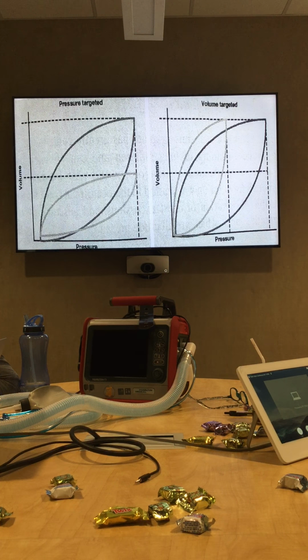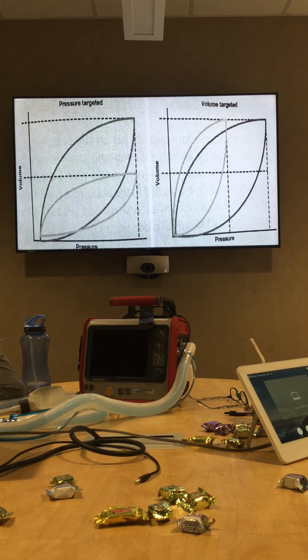A lot of times ventilators use basically volume targeted or pressure targeted ventilation. So tell me what pressure targeted ventilation would be. Targeting certain pressures within the lung so I can get a certain volume, based off of a targeted tidal volume, or a targeted pressure. And the opposite for pressure targeting.